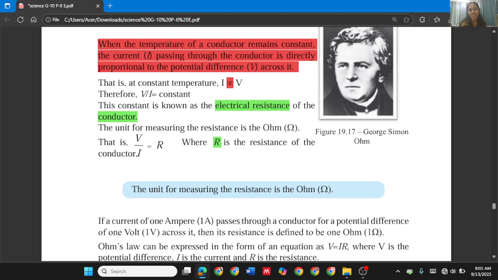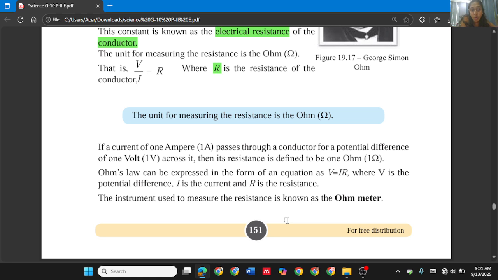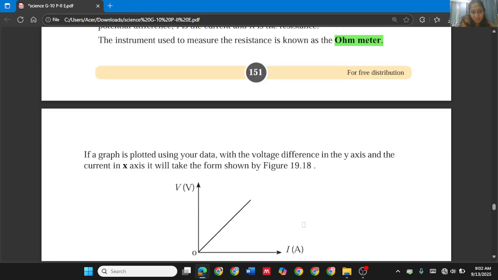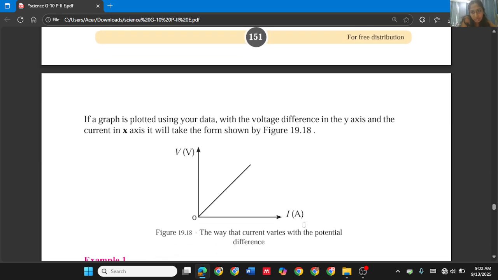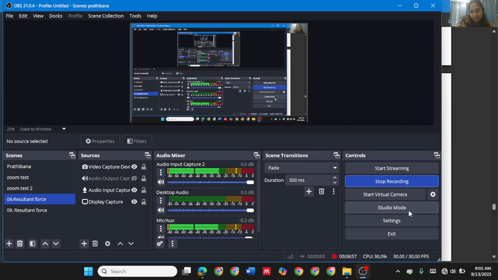If a current of 1 ampere passes through a conductor with a potential difference of 1 volt across it, then its resistance is defined to be 1 ohm. Ohm's law can be expressed in the form of the equation V equals IR, where V is the potential difference, I is the current, and R is the resistance. The instrument used to measure the resistance is known as what? Ohm meter. If a graph is plotted using your data with the voltage in the y-axis and the current in the x-axis, you will obtain this kind of graph.